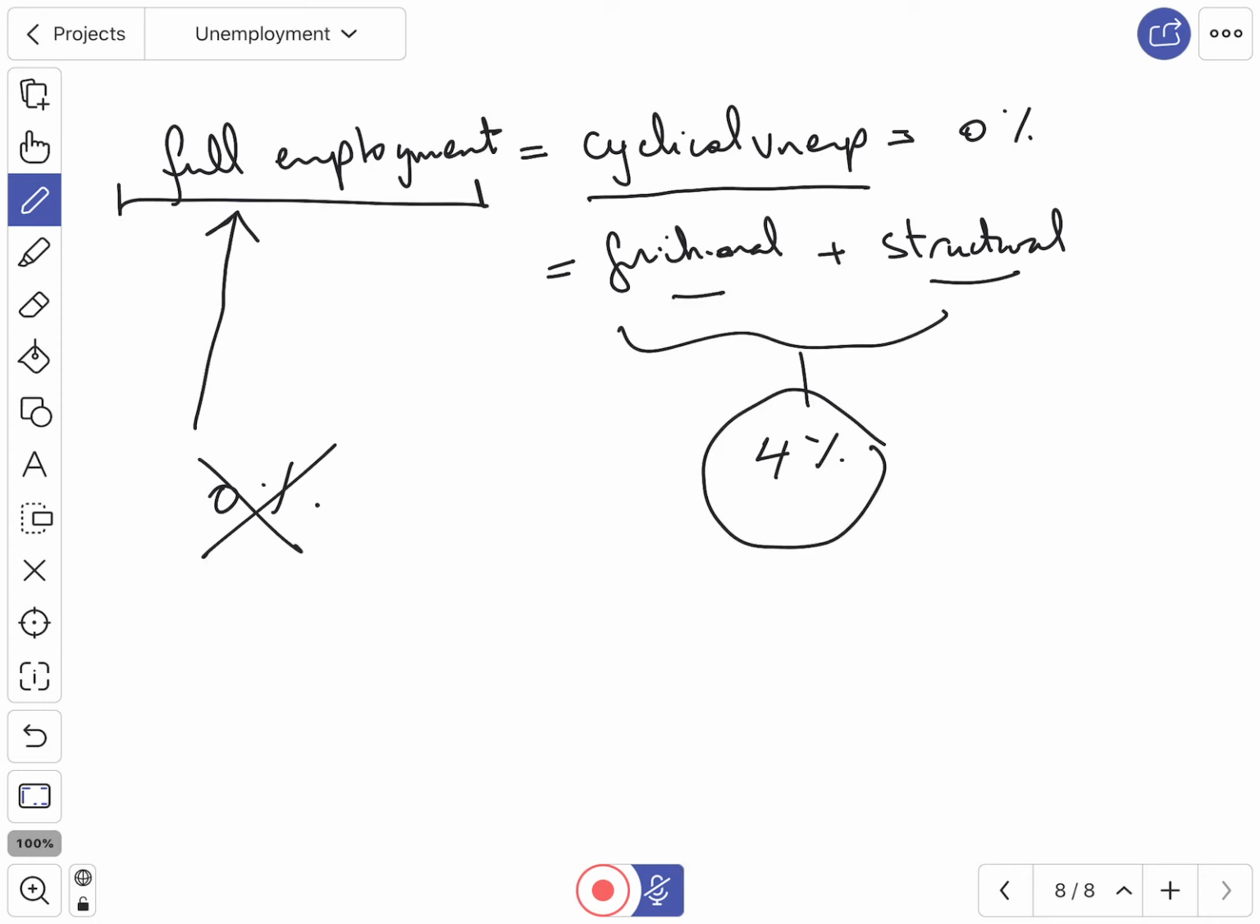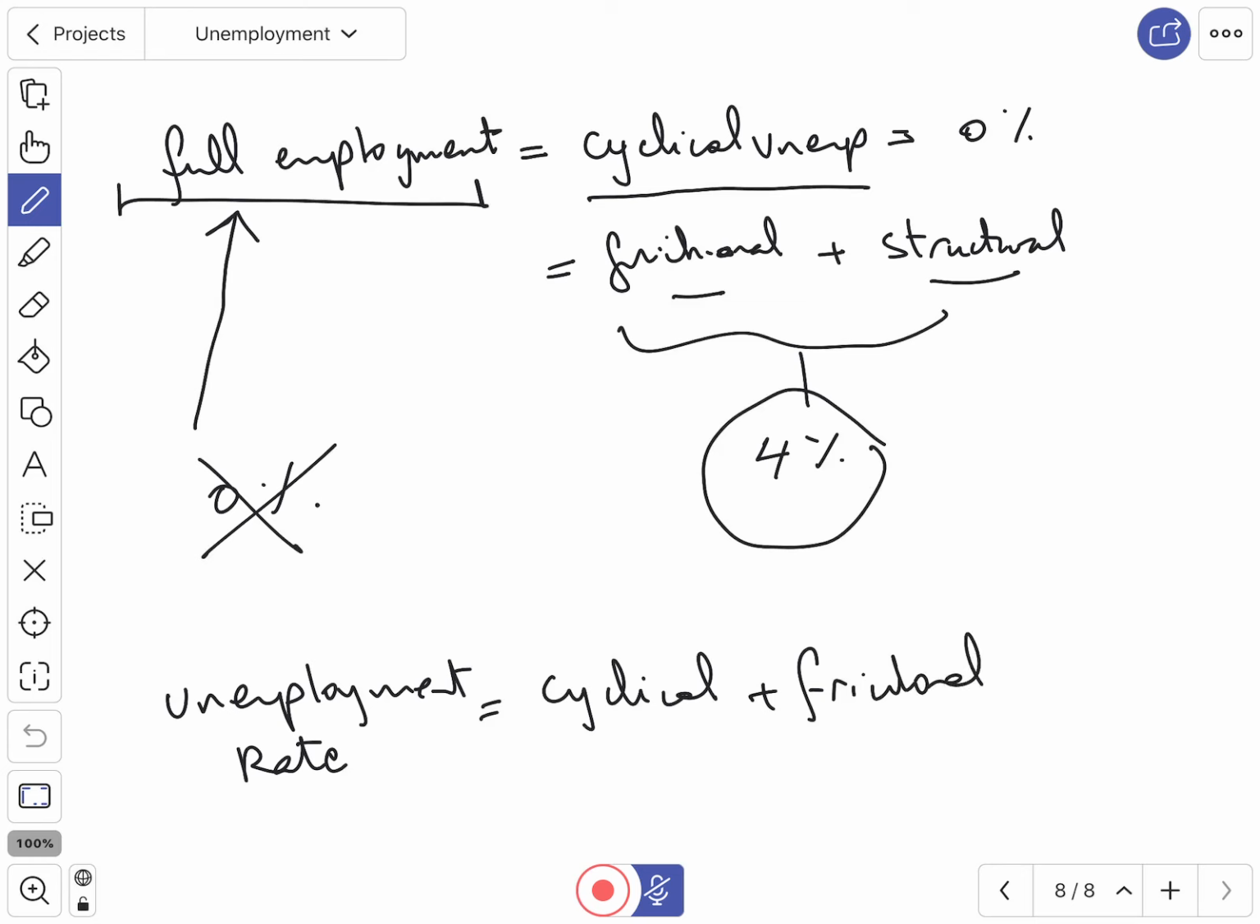So basically, the unemployment rate is a combination of cyclical plus frictional plus structural, right? And if I can get the cyclical one to 0%, then that's perfect, because if this happens, then I would achieve full employment.